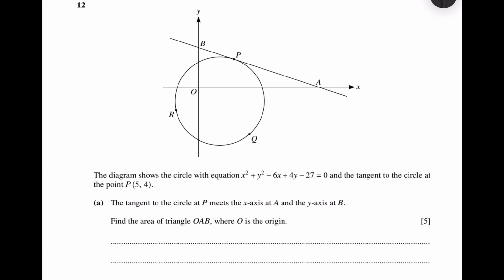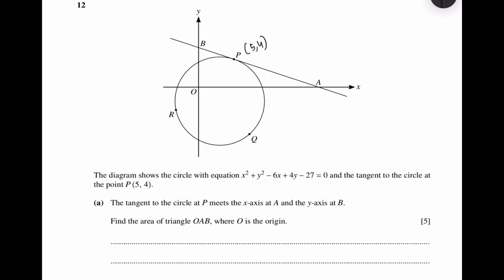This is the equation from circle. So the diagram shows the circle with equation x square plus y square minus 6x plus 4y minus 27 equals to 0, and the tangent to the circle at the point 5 4. The tangent to P meets the x-axis at A, y-axis at B. Find the area of triangle OAB.